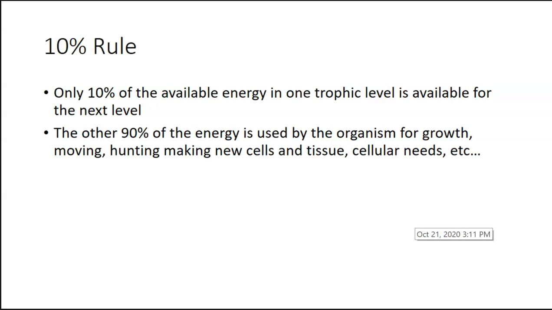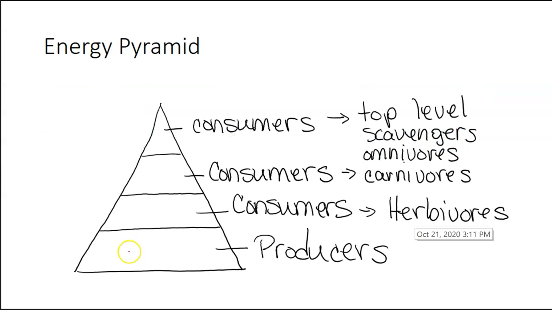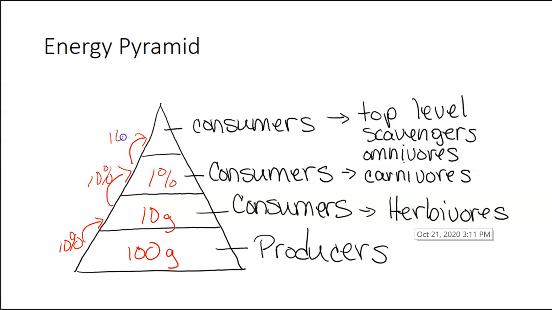So if a producer, for an example, makes 100 grams of energy, let's just say, the next level only gets 10% of that. So 10% of 100 would be 10. So only 10 grams would be available for that level. And then only 10% of that would go up. So now we're looking at 1% of energy. And then when we get to the very top level, again, it's only 10% of that. So we have 0.1% available. So the higher up we get on food chains, the less energy those animals get out of what they're consuming. Okay, there's not as much available to them anymore.